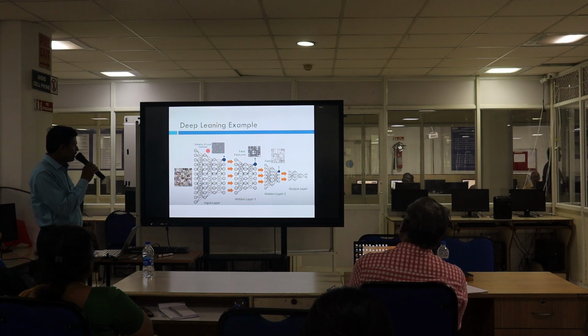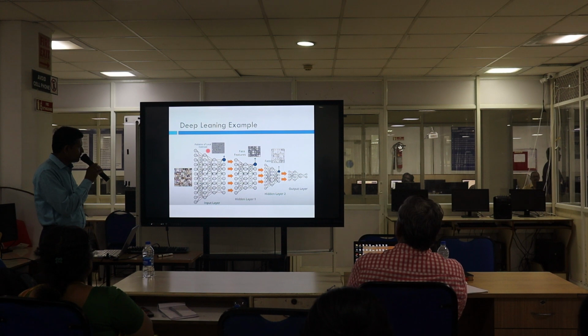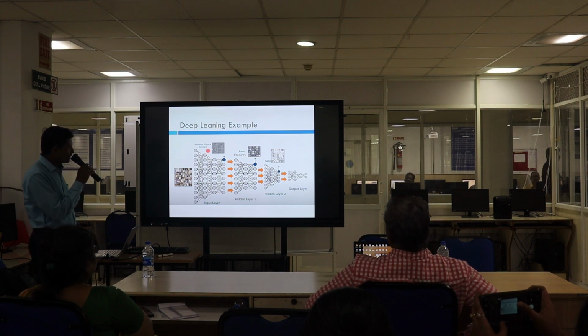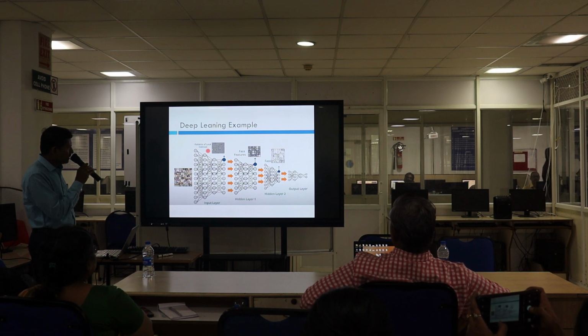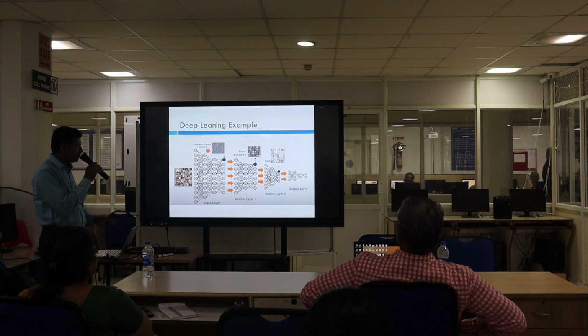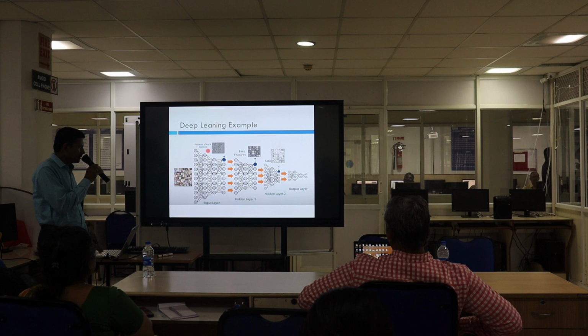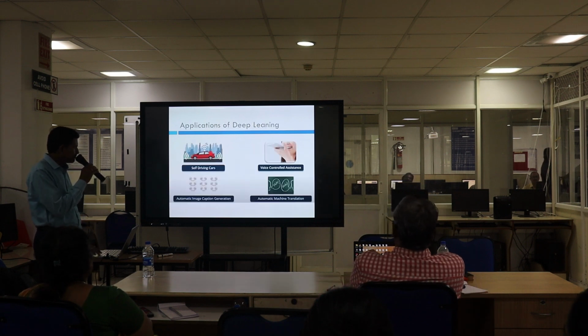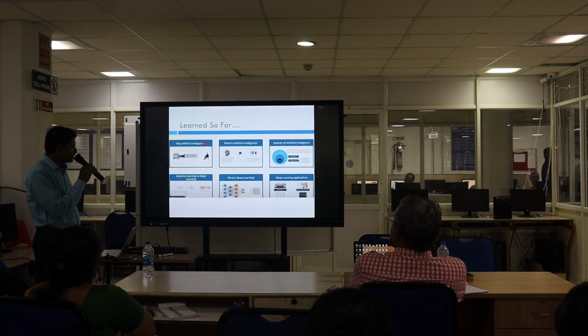So this is an example, a face detection system. The input layer is formed. Hidden layer 1 focuses on face features. Hidden layer 2 focuses on the complete face. And the final output layer is formed, through which we can predict the images. These are all applications again.